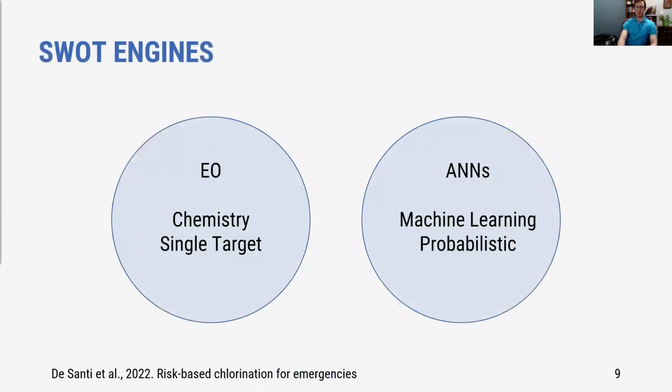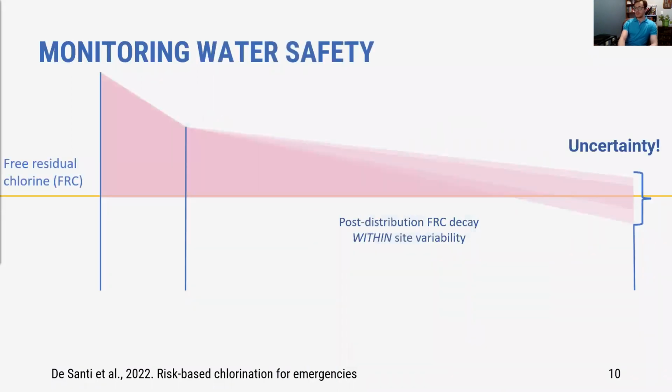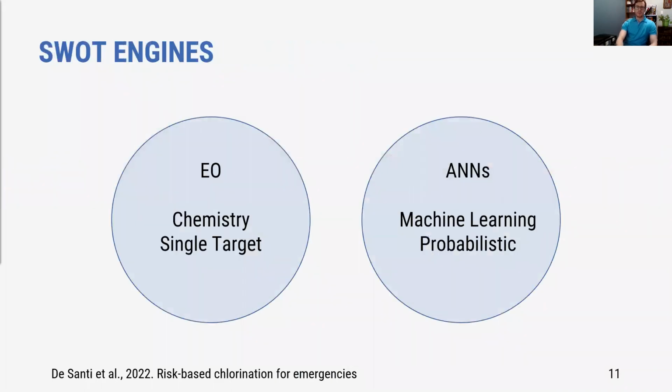So as I mentioned, the data is processed using two analytical engines. The first, the EO, is a chemistry-based model that gives really clear targets, but doesn't account for uncertainty. So every time you upload the same data set to the EO, you'll get the same result. By contrast, the ANNs are a machine learning probabilistic model, and they actually predict FRC as a probability distribution. So again, it directly predicts this distribution of household FRC concentrations for a given tap stand FRC. The downside of the ANNs, though, is that it's hard to get a clear target from their outputs. So as you can see, these tools really have a complementary set of strengths and weaknesses, with the EO being a bit clearer, but the ANNs being a bit better suited to dealing with uncertainty.